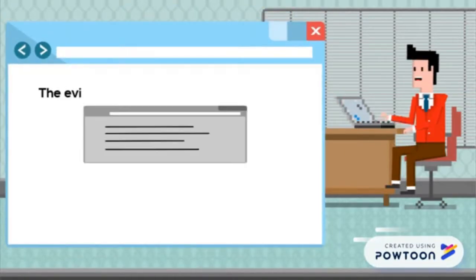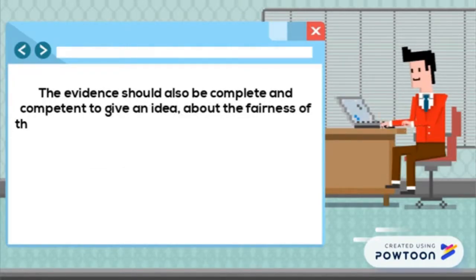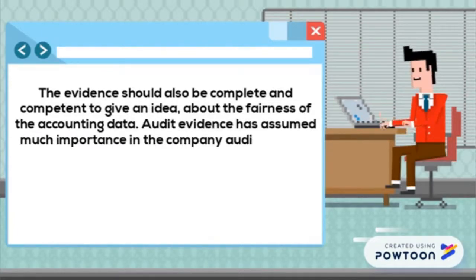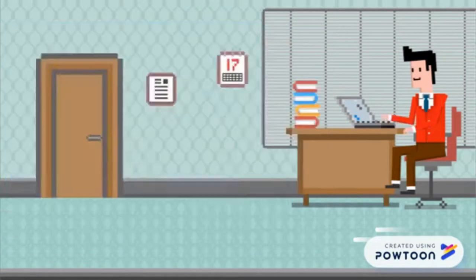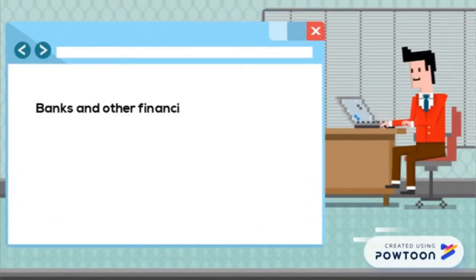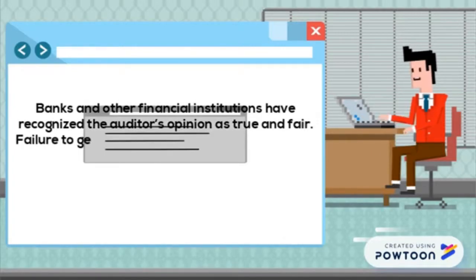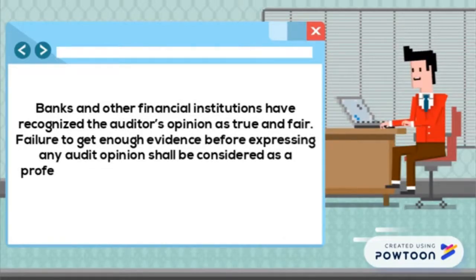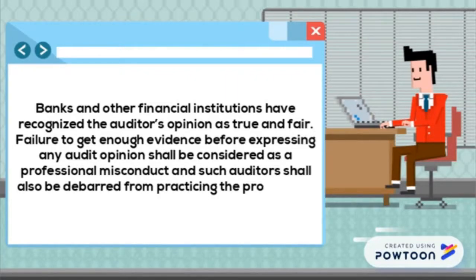The evidence should also be complete and competent to give an idea about the fairness of the accounting data. Audit evidence has assumed much importance in company audits all over the world. Not only the shareholders but also others can place reliance on the audited financial statements. Banks and other financial institutions have recognized the auditor's opinion as true and fair. Failure to get enough evidence before expressing any audit opinion shall be considered professional misconduct, and such an auditor shall also be debarred from practicing the profession.